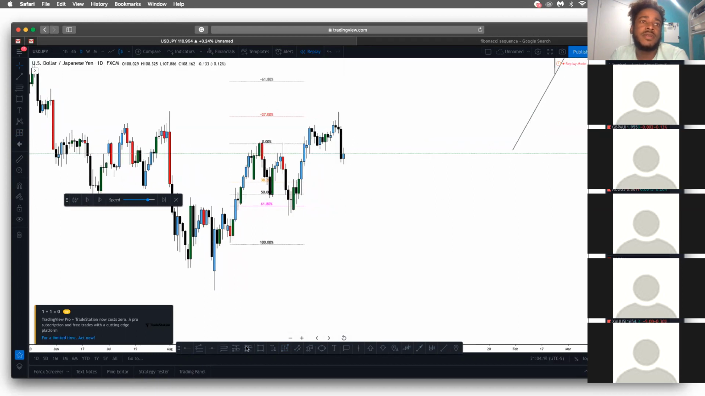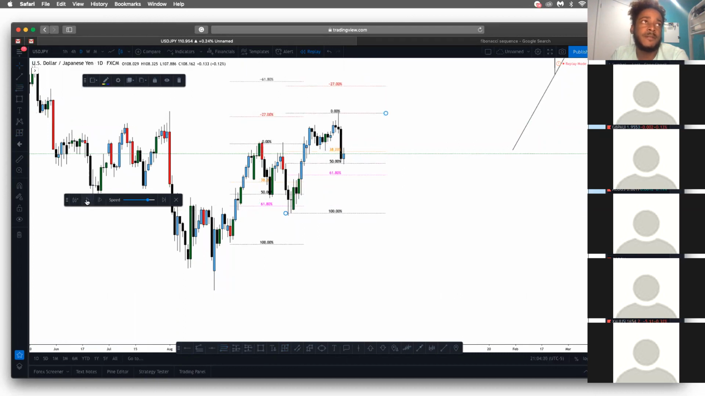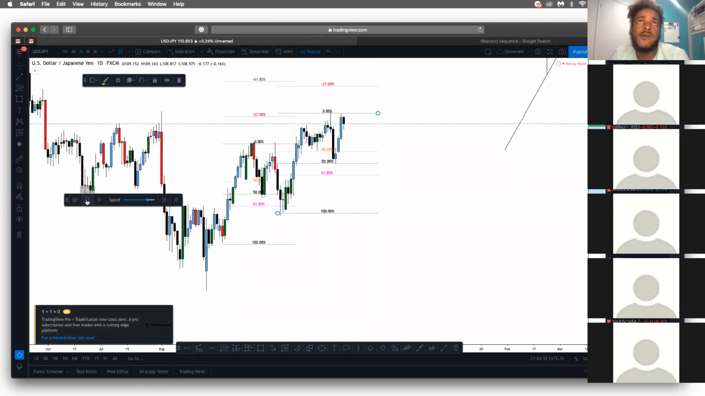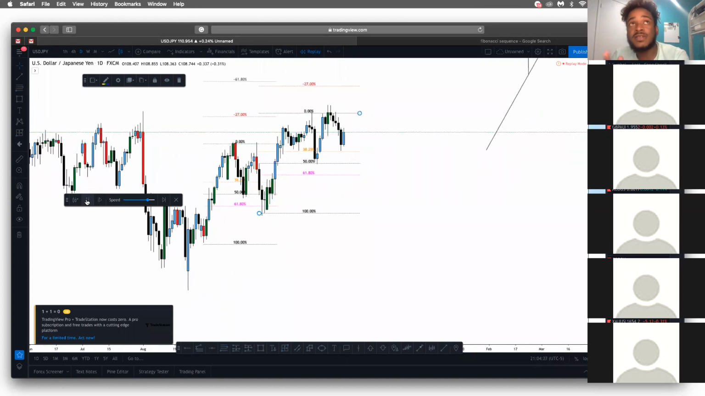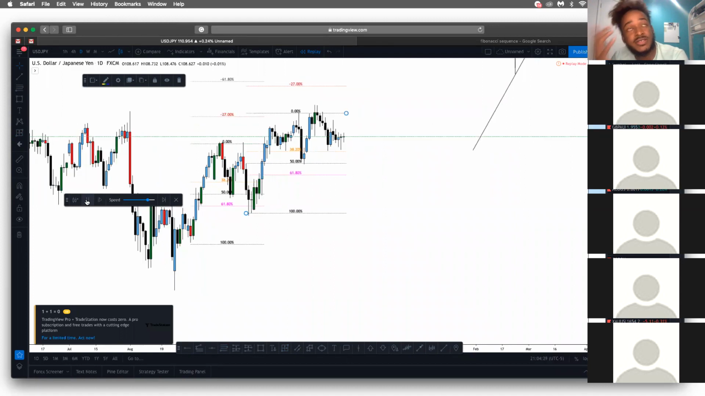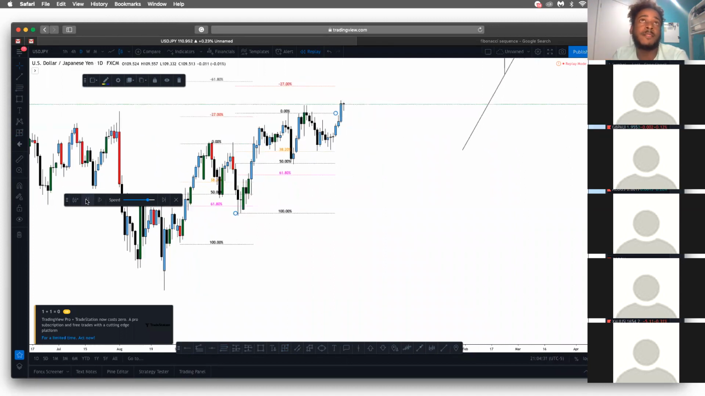Okay, so we see the market starting to pull back. So we draw our Fibonacci tool, right? And here the market reacted. It reacts off the 50 level as well, but not as much as the 61.8, right?